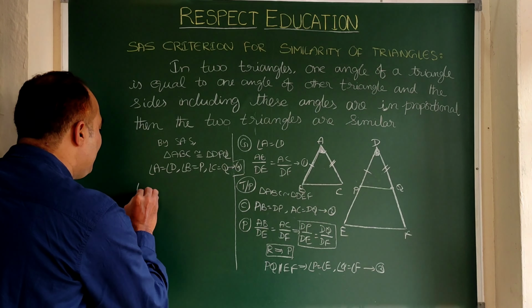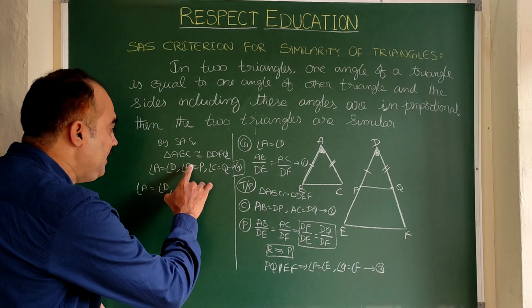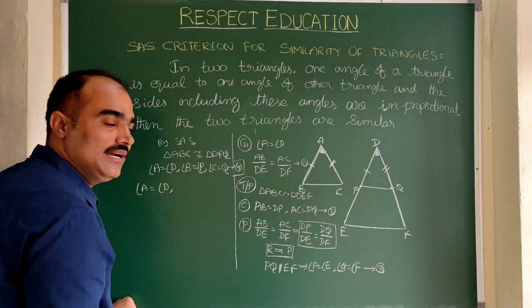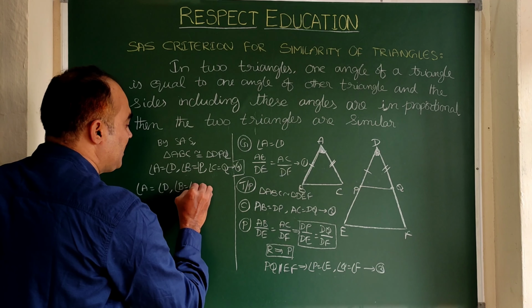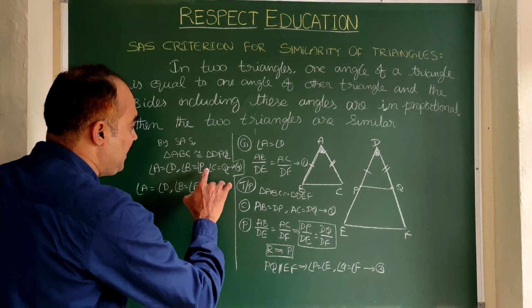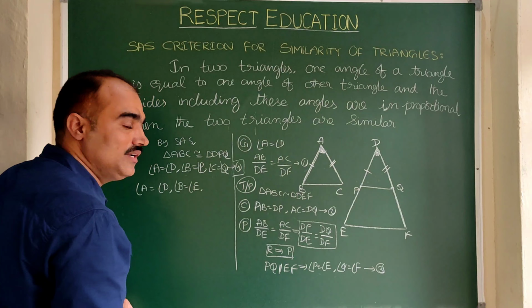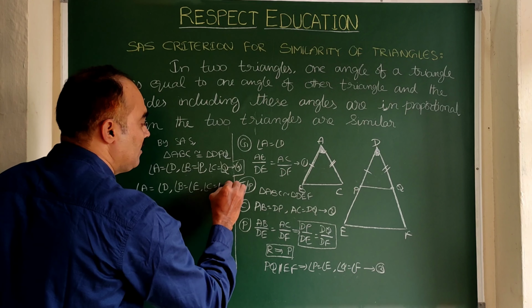Here angle A equal to D, let us write as it is, whereas here angle B equal to angle P, whereas here angle P equal to angle E. Therefore angle B equal to angle E. Same way, here angle C equal to angle Q, where angle Q equal to angle F. So here angle C equal to angle F.